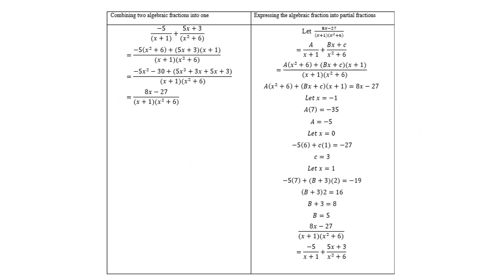Recap of what we have learned so far. We have learned how to express algebraic fractions with a linear denominator. We have also learned how to express algebraic fractions where the denominators are repeated factors. What we're going to learn next is what happens if the denominator given is an irreducible quadratic factor.